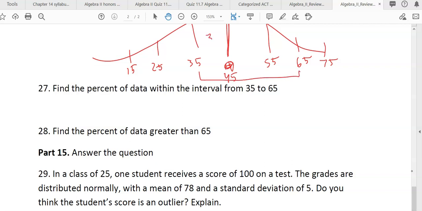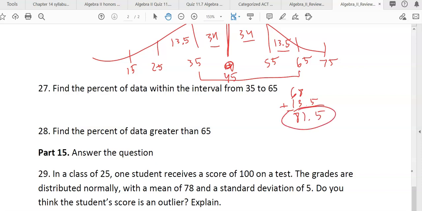So I know this is 34 and this is 34 because it adds up to 68. I remember this is 13.5 and this is 13.5 because those four add up to 95. So 95 minus 68 divided by 2 is 13.5. So I'm really adding up from 35 to 65. 34 plus 34 plus 13.5. So 68 plus 13.5 is 81.5.